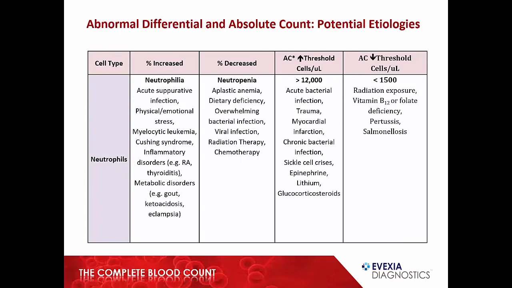Now remember, it's better to look at the absolute count because of a shift in percentages. In other words, if one of the white blood cells goes high, the others are going to naturally go low. So I always want you to look at the percentage and the absolute count together because that's extremely important. Now, over on the right, you see this is the absolute count, the threshold. If anything is over 12,000 cells per microliter in the neutrophils, these are conditions for you to consider. If anything is below 1,500 cells per microliter, conditions for you to consider.